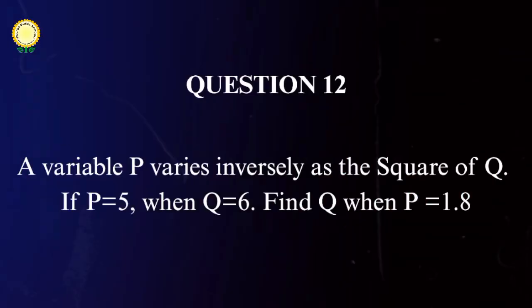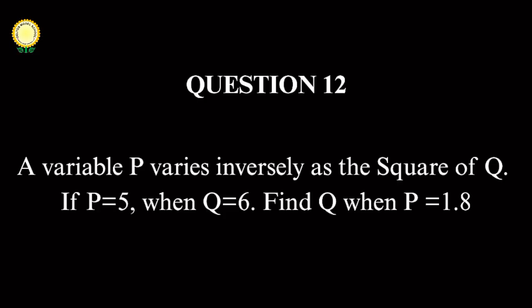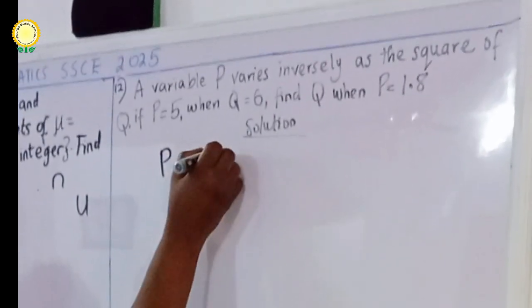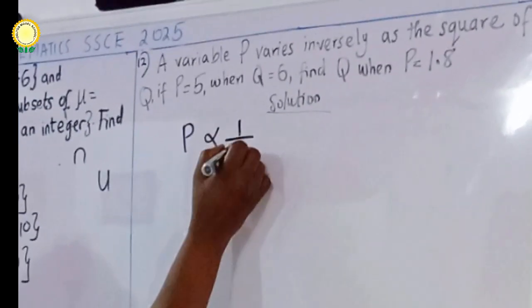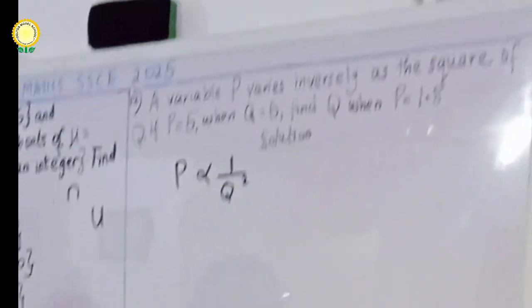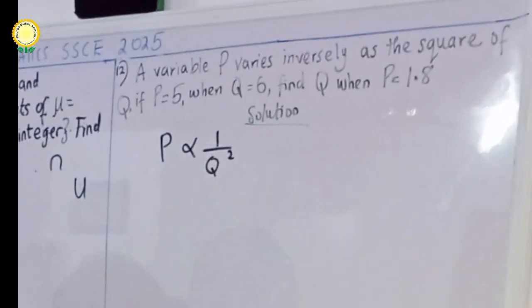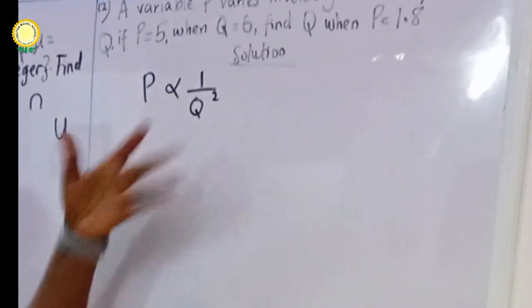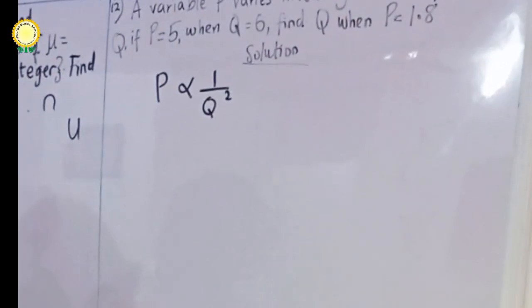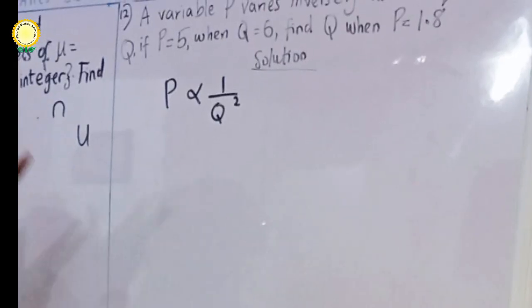Next question. A variable p varies inversely as the square of q. A variable p, so let's write that, varies inversely as the square of q. Now, do you know where many students will get this wrong? They are not going to remember square of q, so they will remove the square. Some other children will just read this as square roots. So different things can happen at this point. We have to be very careful.